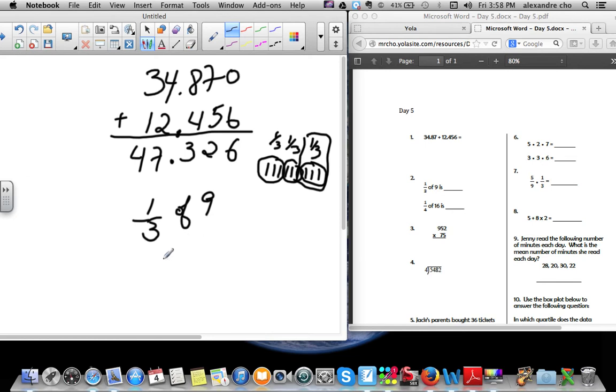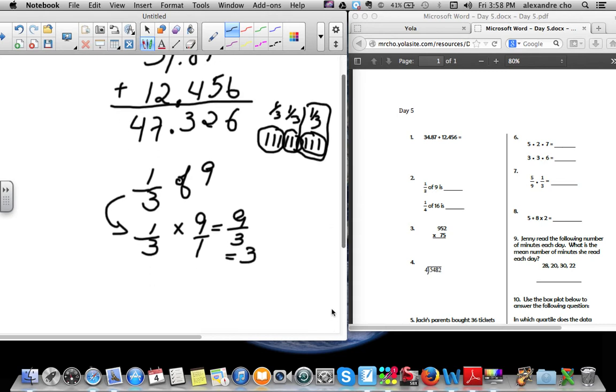But if you had a number that doesn't work out that nicely, remember 1/3 of 9 can also be written this way. 1/3, and "of" can be multiplication. Okay, and 1/3 of 9, you're going to put this over 1. 1 times 9 is 9, and 3 times 1 at the bottom is 3, which gives you the same answer, 3. So don't forget that 1/3 of 9 can be changed to 1/3 times 9.